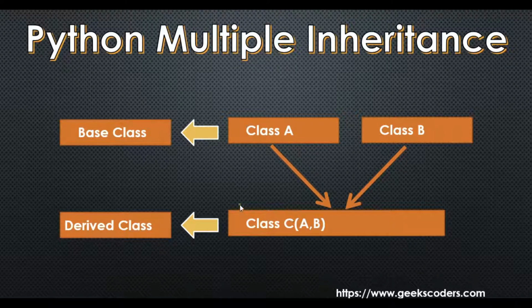As I have already said, in multiple inheritance we can extend from more than one class. You can see here we have class C and it's extending from class A and class B. So these two are our base classes, and here we have just one derived class.